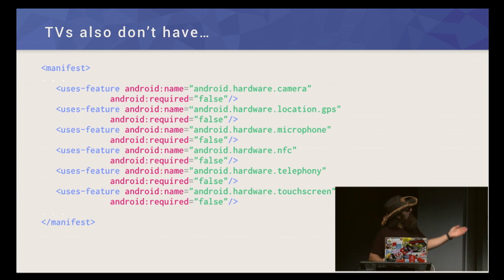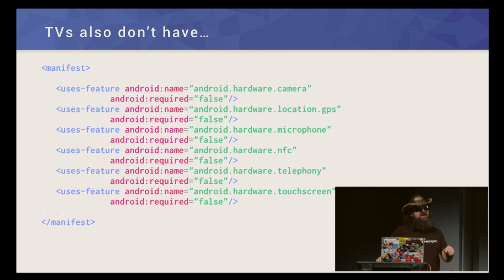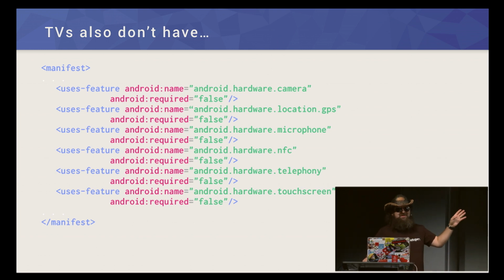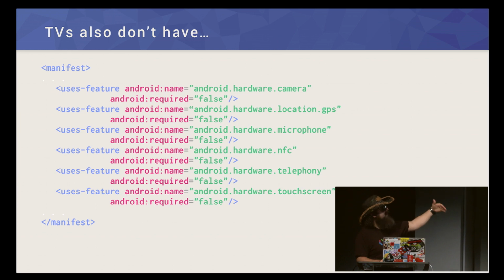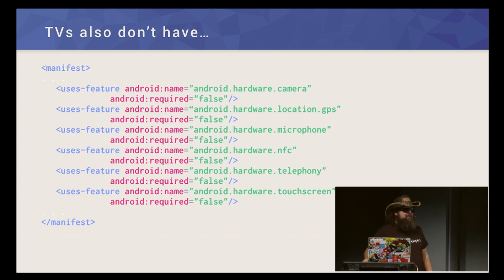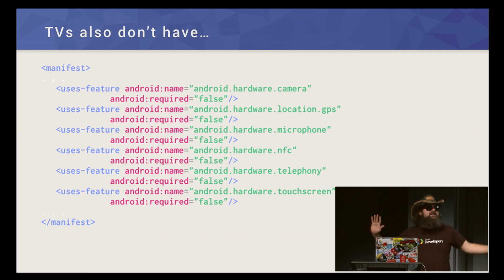TVs don't have cameras. Location, GPS. Unless someone is actively stealing your television, chances are it's not going to move. So you probably want to remove, or at least set the required equal false for GPS. Microphones. I get a question about microphones occasionally. Microphones exist in the remote controls, some remote controls. But believe it or not, the remote control is not part of your Android TV. It is an accessory. And so the device itself does not have a remote control, or at least current generation devices don't have a remote control. I don't know what the future is going to bring. But again, going back to that middle market, you want to reach as many TVs as possible. It's a good idea to set required equals false on this.